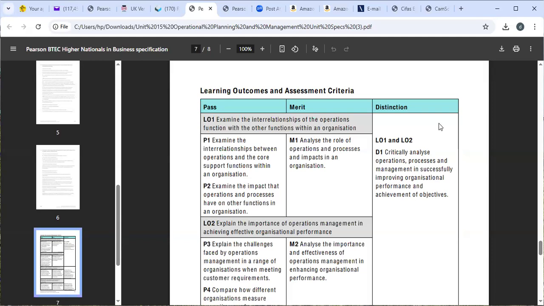But if you want to go beyond, to a merit mark, then you should be able to analyze those units that you found, those support groups that you found, and the role they play in the organization. If you want to get a distinction, then it should be critical analysis of LO1 and LO2 together. You should be able to critically analyze.